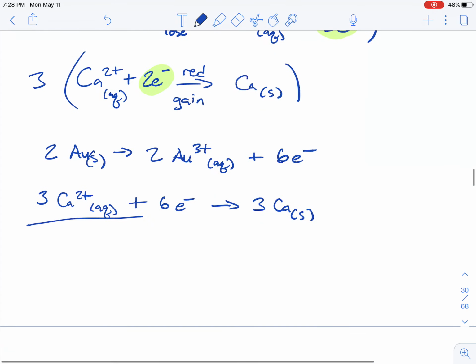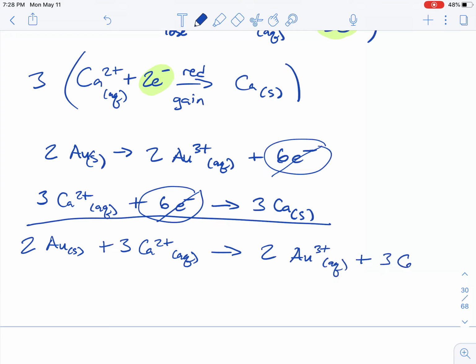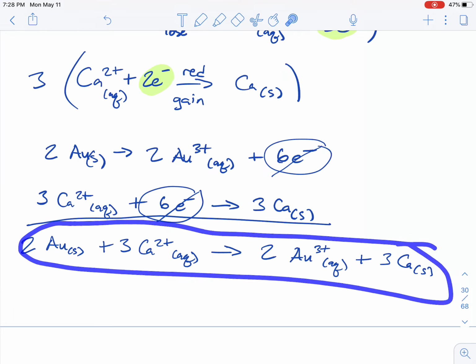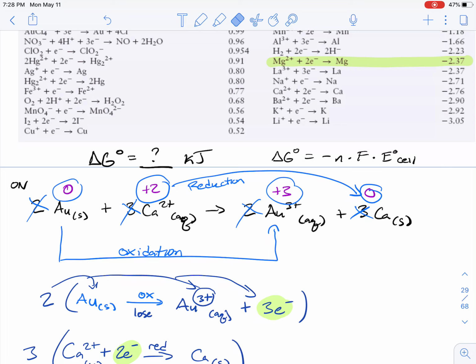Now, when we add both of these equations, notice that your 6 electrons are going to cancel because they're found on opposite sides of the equation. So this is going to give us 2 Au solid plus 3 Ca2+ to produce 2 Au3+ and 3 calcium solid. So this final equation that I wrote is pretty much the original equation that I wrote up here.